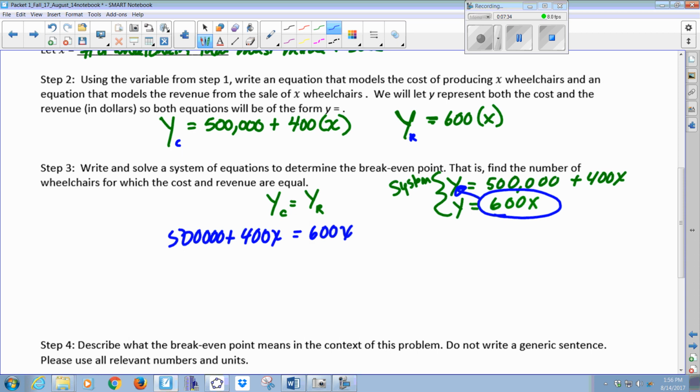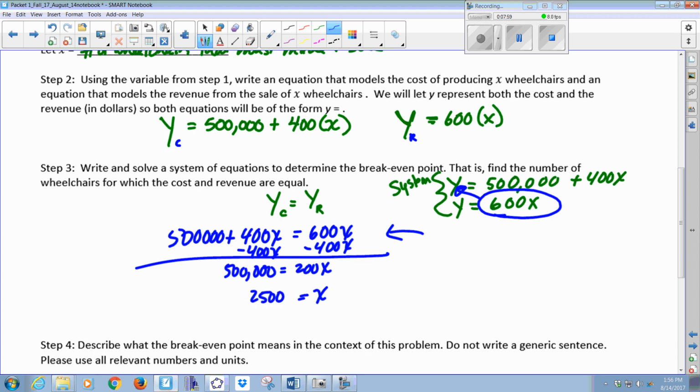So there is our single linear equation once we've substituted in for the y, 600x. And now we solve this by subtracting 400x from each side. So 500,000 equals 200x. And now we divide both sides by 200 and we get 2,500.